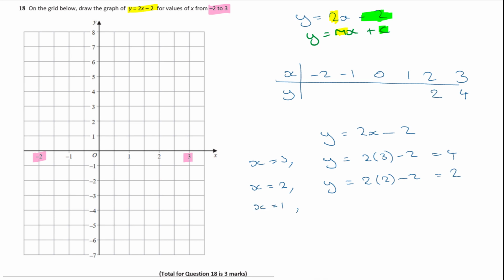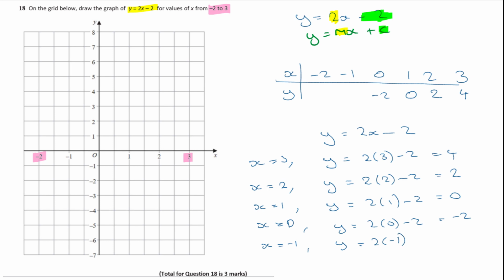When x is 1, y is going to be 2 lots of 1 minus 2. 2 lots of 1 is 2. Take away 2 is 0. Okay. When x is 0, then y is going to be 2 lots of 0 take away 2. 0 take away 2 is minus 2. Can you see the pattern is going down in 2's, isn't it? So I can probably already work out that's minus 4 and minus 6. But let's just double check. X is minus 1. Y is going to be 2 lots of minus 1. 2 lots of minus 1 is minus 2. Take away 2 is minus 4, which is what we suspected.